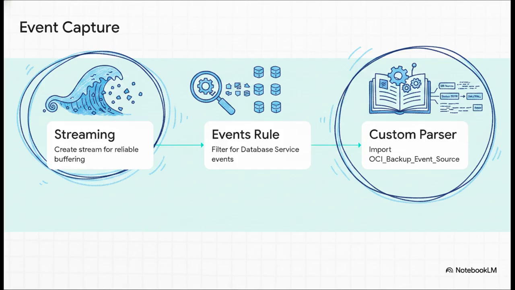Step 2 is where we tell OCI what we actually care about. We create an events rule, specifically filtering for the database service and targeting event types like backup database end or start. And step 3 is absolutely crucial.